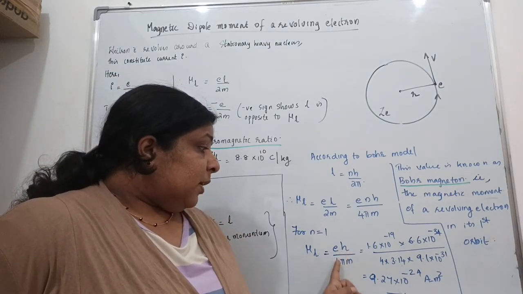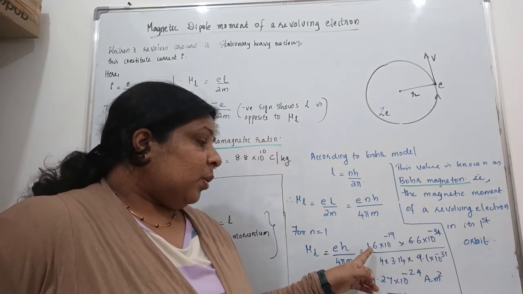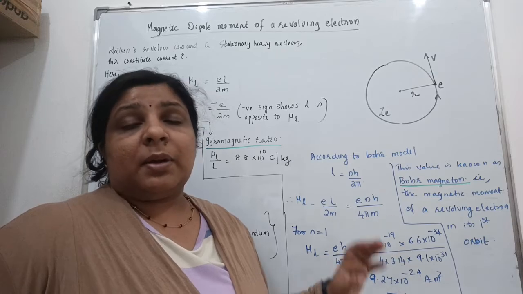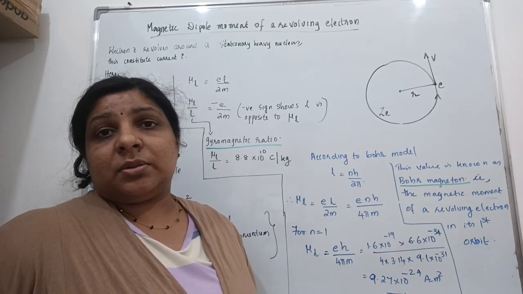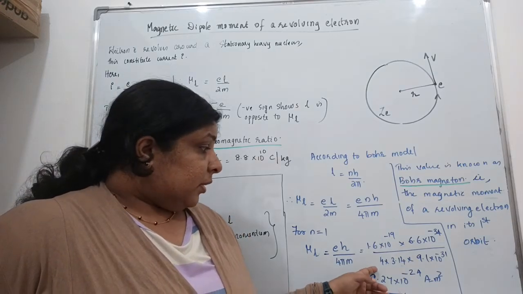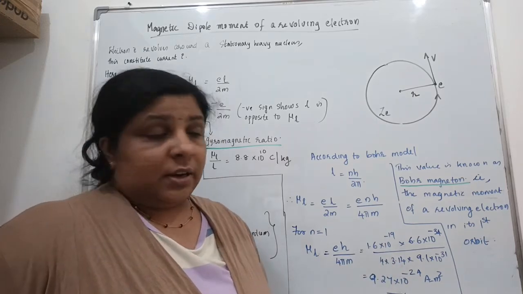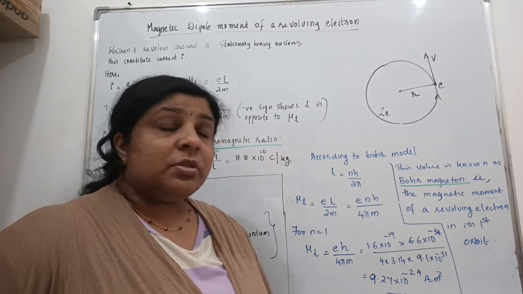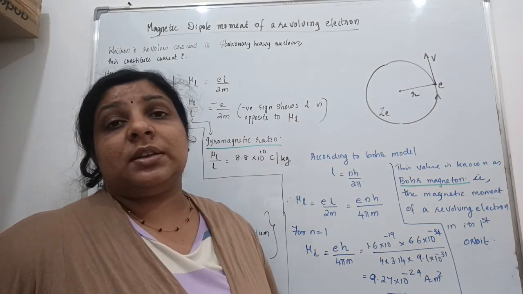So eh by 4 pi m. I'll substitute all the values. Charge of an electron 1.6 into 10 to the power minus 19. Planck's constant 6.6 into 10 to the power minus 34. Then 4 pi into mass of an electron. When you substitute, you will get the value as 9.27 into 10 to the power minus 24.